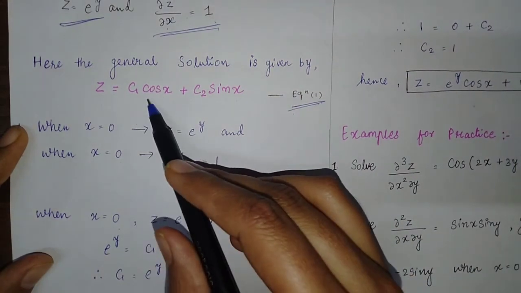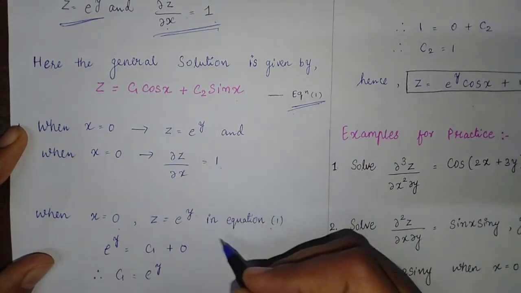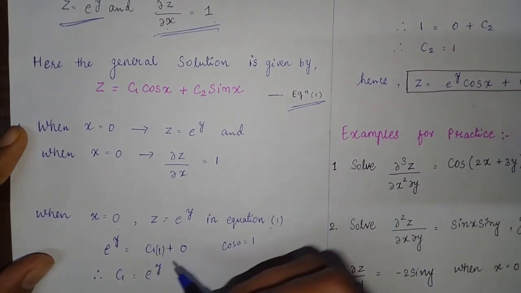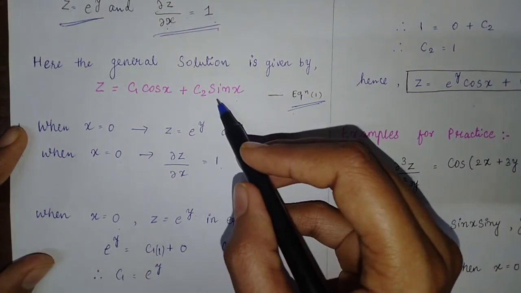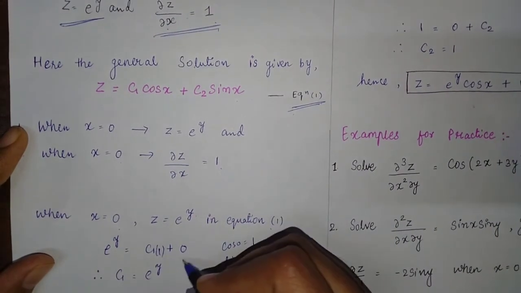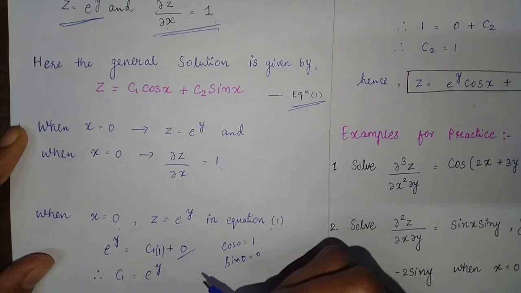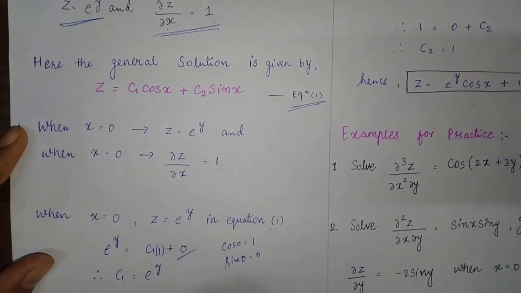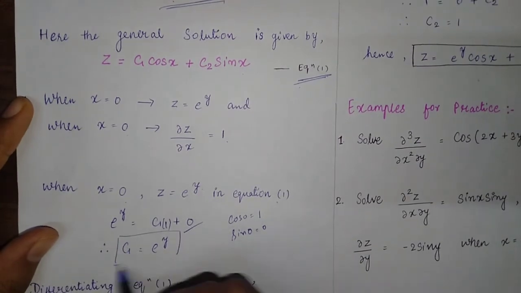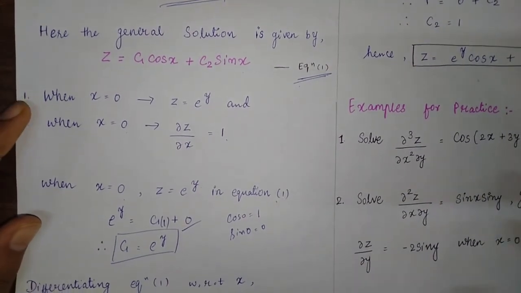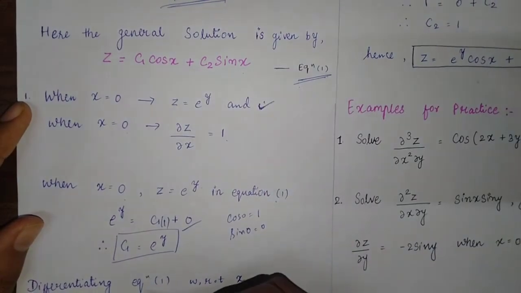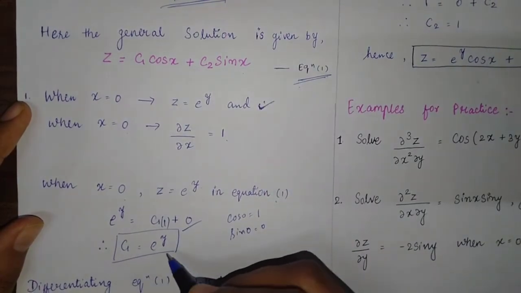So c1 cos 0, and the value of cos 0 is 1. So you get c1 into 1 plus c2 into sin 0, but the value of sin 0 is 0, so this term will be 0. So finally you will get c1 equal to e raised to y. Okay. So from this first condition you will get c1 equal to e raised to y.